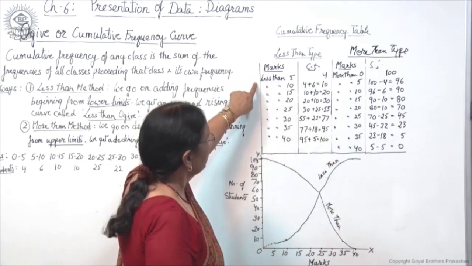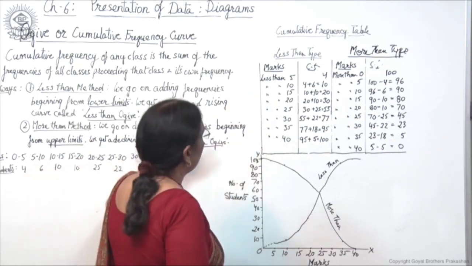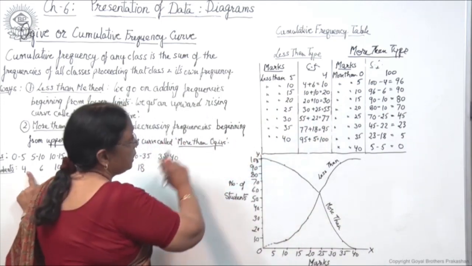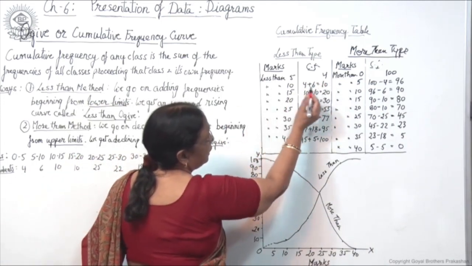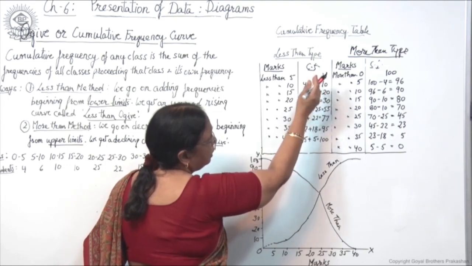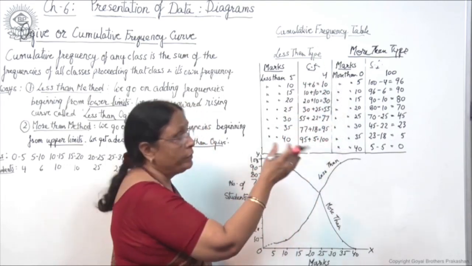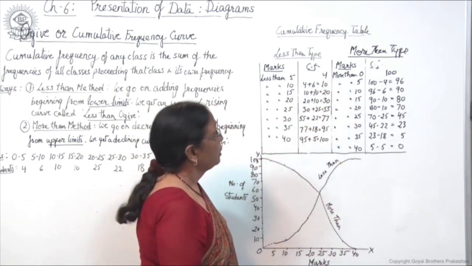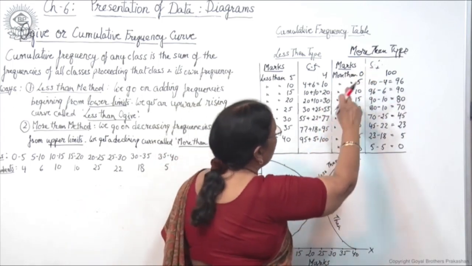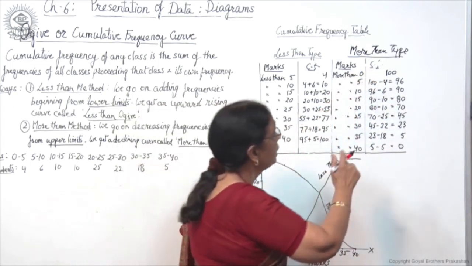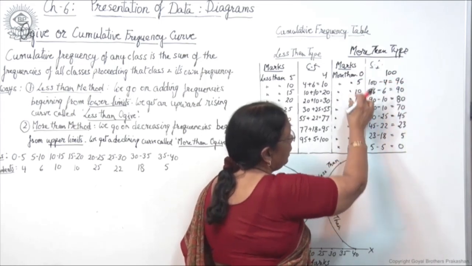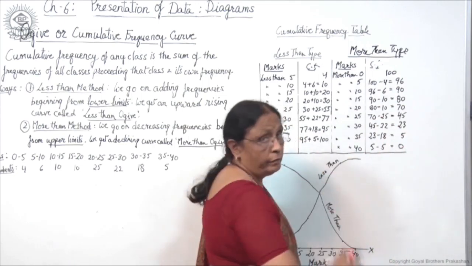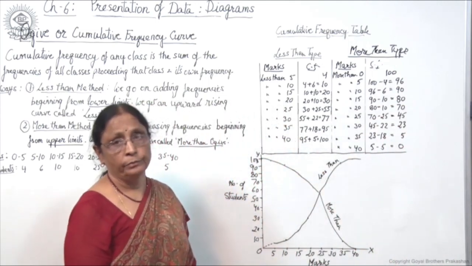Less than type: less than 5, because the upper limit of the first class, 0 to 5, is 5. So less than 5, how many are there? 4. This is the frequency. Less than 5 there are 4, less than 10 there are 4 plus 6, that is 10. This is the cumulative frequency as you have done earlier. We add up and we get the frequencies. Right? Now in the more than type, more than 0, because 0 is the lower limit, there are 100, and then more than 5, 10, 15, 20 and so on. These are the cumulative frequencies of the more than type.